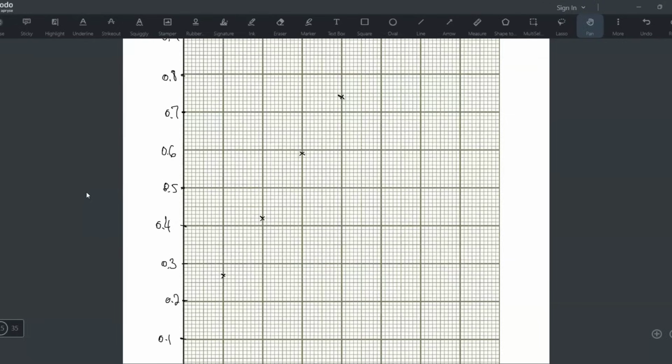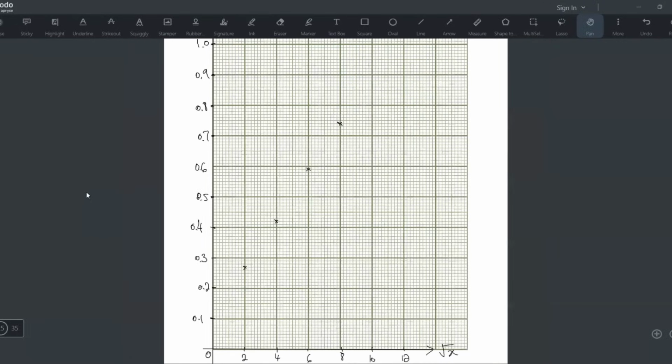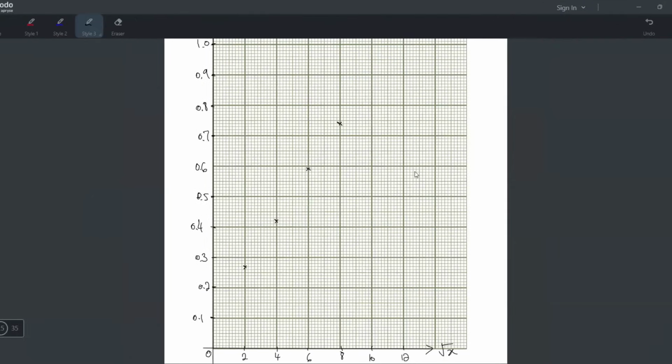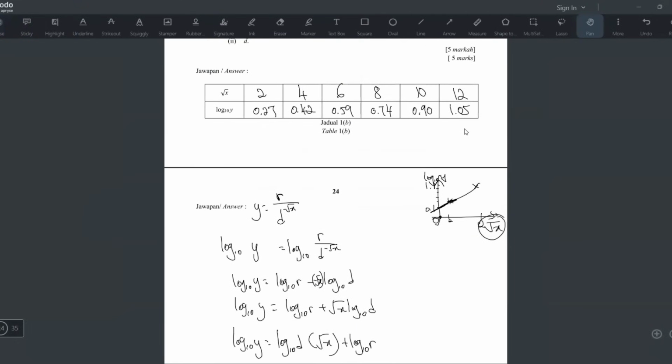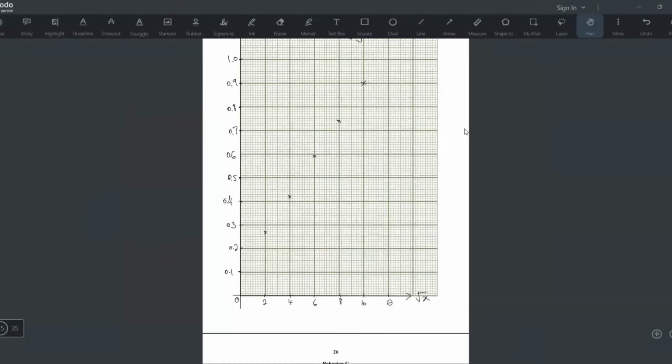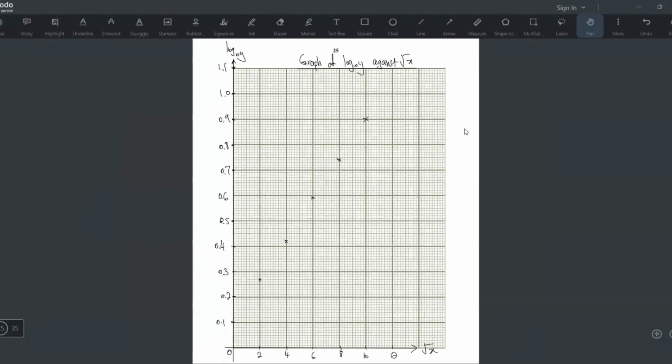Okay, ini senang. 10, 0.9. It's here. 10 is here. 0.9 is here. Okay, for the last point, 12, 1.05. Okay, 12 is here. 1.05 is 1.0, 1.1 middle. 2, 3, 4. So it's here. Yeah, because 1.05 is 1.0 and 1.1 tengah-tengah. Okay, I sudah siap plot dia punya points.